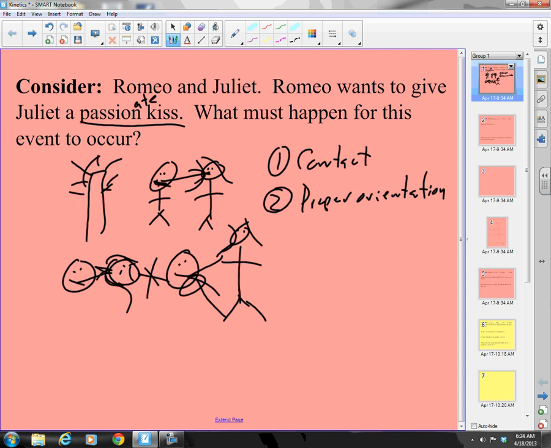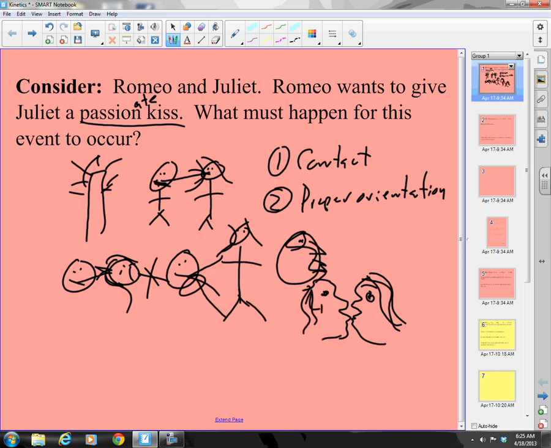So that means I need to have Romeo with his lips. Yeah, it looks like a chicken, Romeo. Okay, here's a nose, and there's the lips, and then we have to have Juliet. Here's her nose, and here's her lips. Juliet's not much of a good looker, is she? Okay, well, Romeo's not much either. Good. So here they are. So we have Romeo and Juliet, and we have contact, and we have the proper orientation.